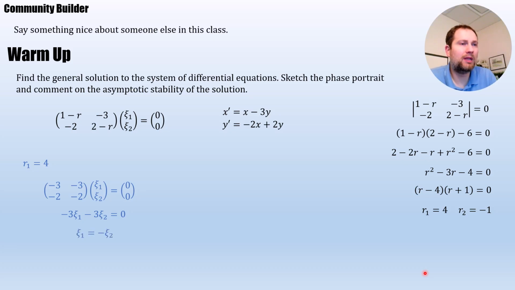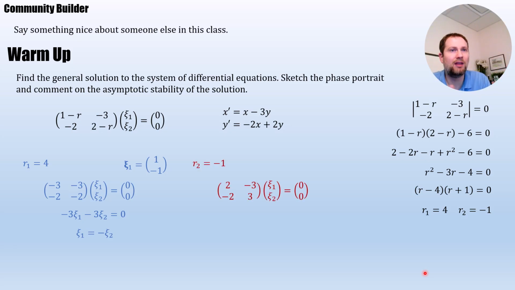So we can see here that we have some freedom to pick a value for one of these two things. So you could just pick, let's say C1 is 1, and then C2 would depend on that, and it would have to be -1. So now we've got our first eigenvalue-eigenvector pair. Now let's also take a look at the second eigenvalue. We find the eigenvector for this in the same way.